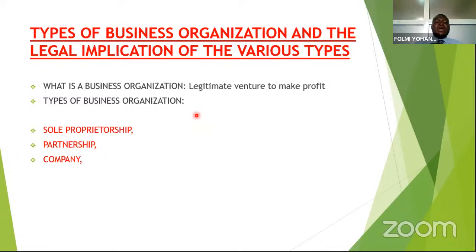If you are into any business that is illegitimate, and you are running an organization carrying out that business, you can't say you are running a business organization, because the definition says it must be a legitimate venture to make profit. So what are the types of business organization? One, we have sole proprietorship. Two, we have partnership. Three, we have company. So let's look at these business organizations in detail now. By the time we are done discussing this, you will know which you are running.